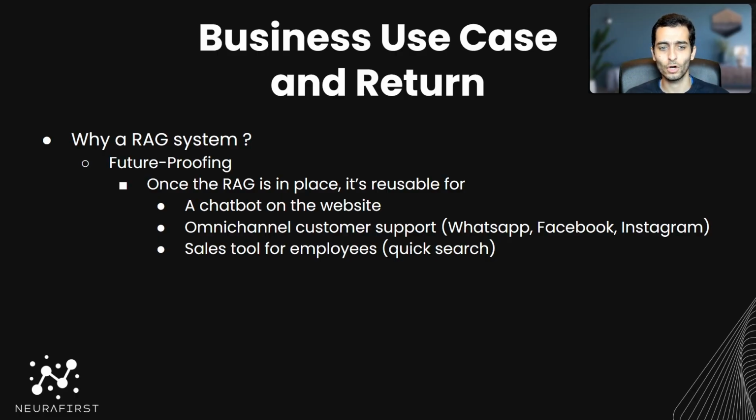Or we could have omni-channel customer support. Imagine this car dealership has a Facebook page and an Instagram page. We could incorporate this chatbot and conversational agent into these pages so that they can answer the leads as fast as possible. And of course, this RAG system could also serve as an internal tool for sales employees.